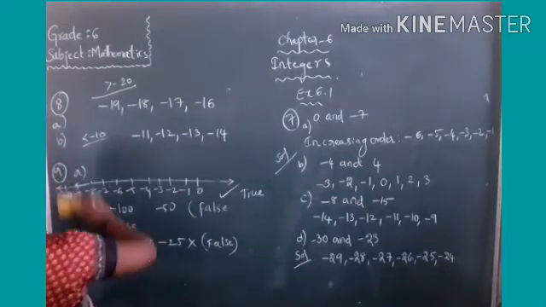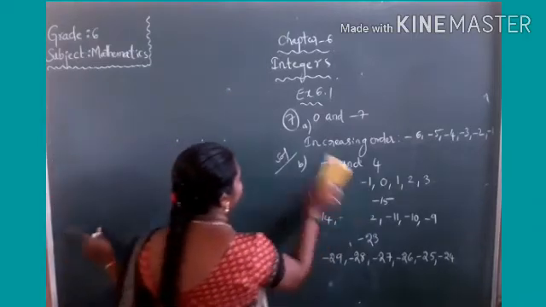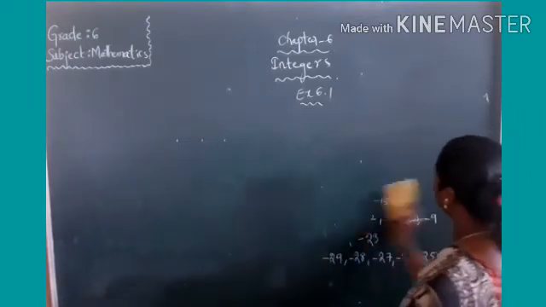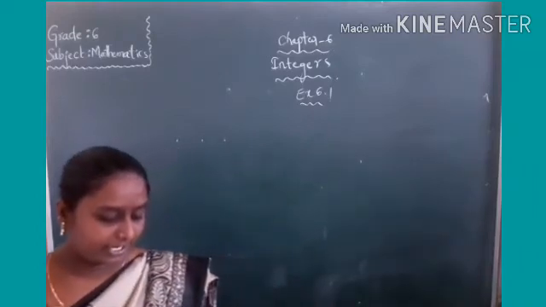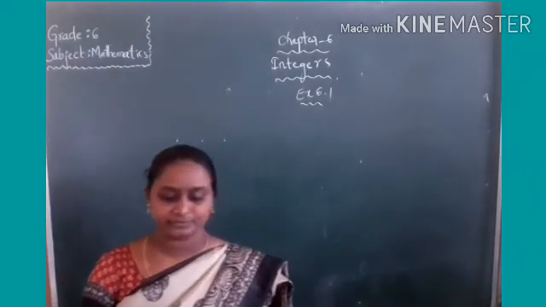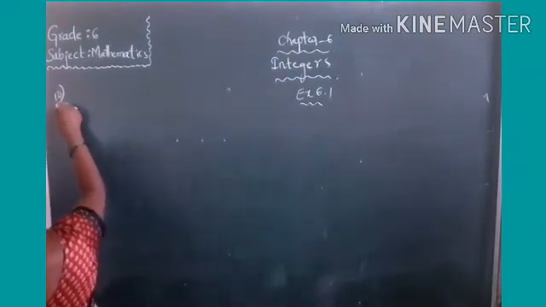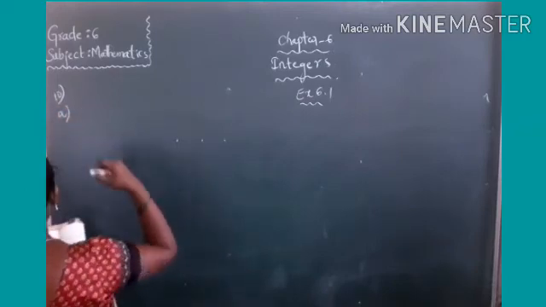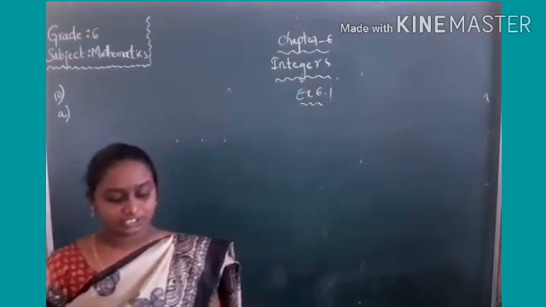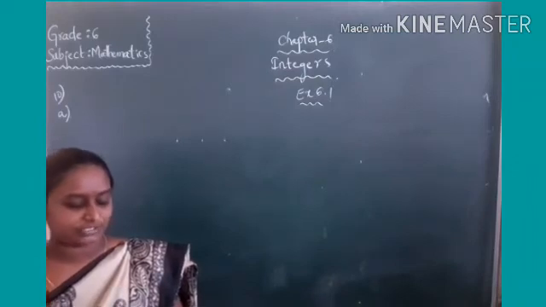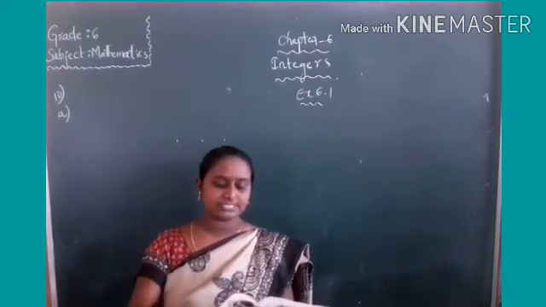Next, 10th problem. So what is the 10th one? Draw a number line and answer the following. Number line we have to draw for the given statements. First one is, which number will we reach if we move 4 numbers to the right of minus 2? So write 4 numbers to the right of minus 2.